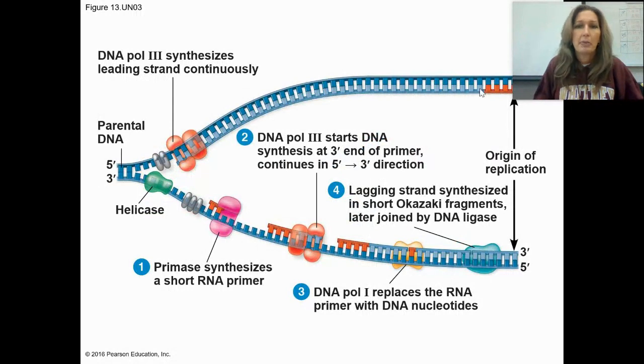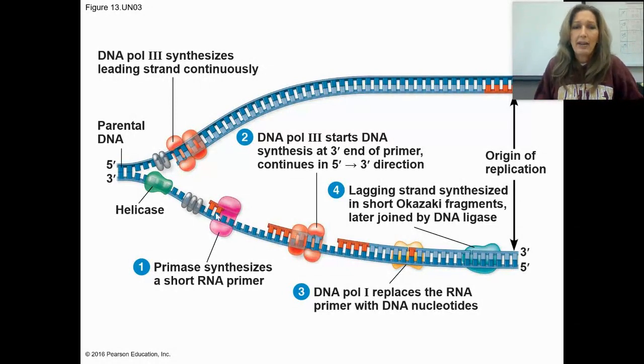So what we talked about was at any replication fork, I am going to have a leading strand. So this is where my DNA polymerase 3 can just follow along with the helicase. But then I'm going to have a lagging strand where I have what are referred to as Okazaki fragments. So those Okazaki fragments are these fragments, and why I have Okazaki fragments is because DNA polymerase and primase can only build new polynucleotides in the 5' to 3' direction.